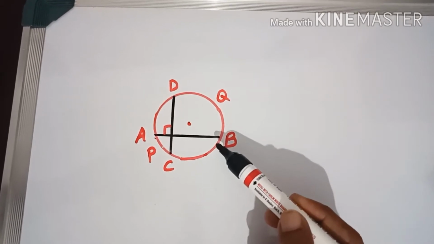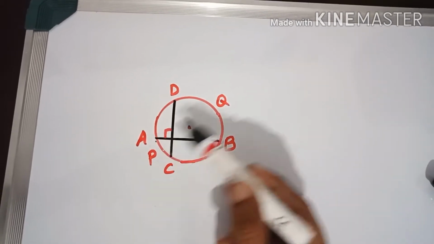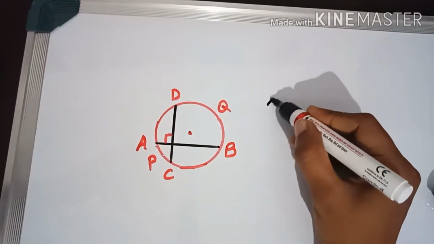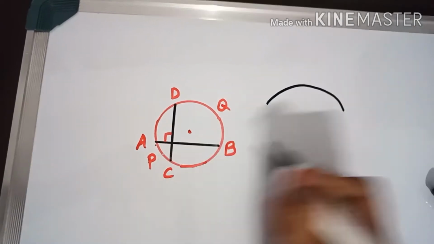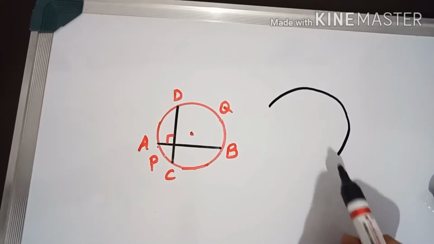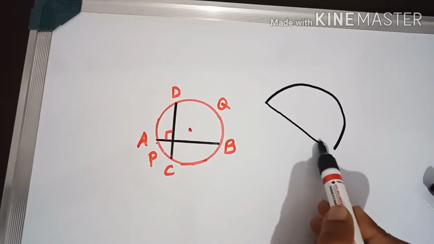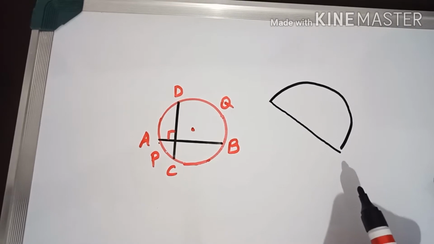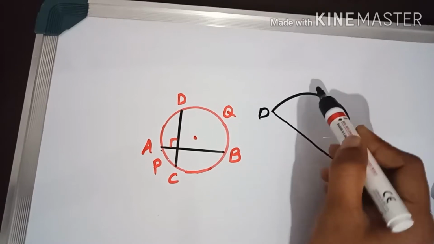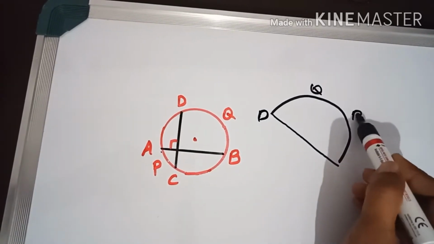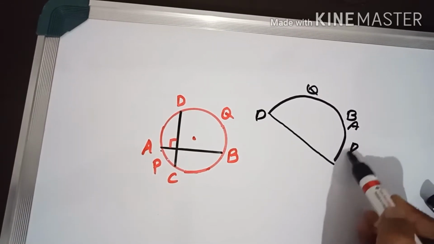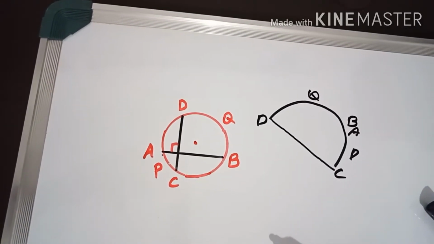Now the question is, when we join these two arcs, that means this APC and this DQB, it makes half the circle. That means this will be a semicircle. That is what we need to prove here. D, Q, B, then from that APC also, from the same point, this will make half the circle. That is what we need to prove.